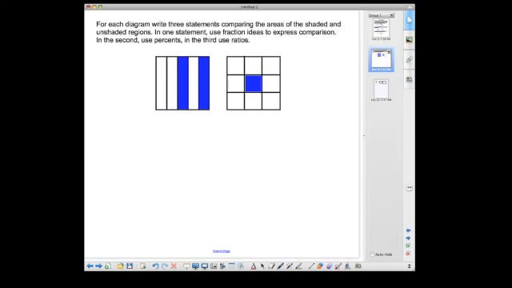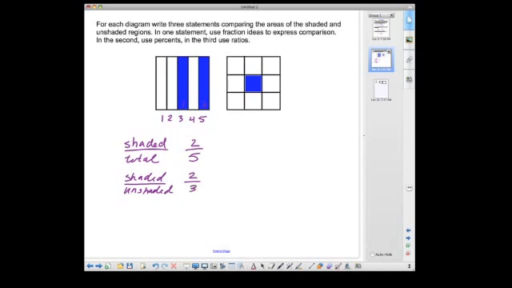fractional ideas. Our first cube has 5 parts, and 2 of them are shaded. So that means if we refer to the shaded over the total, we can write a fractional ratio to be 2 out of 5. Or if we rate it as shaded to unshaded, we can set it up as 2 to 3.